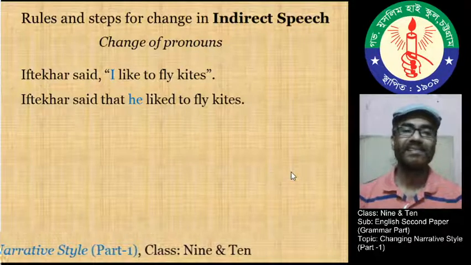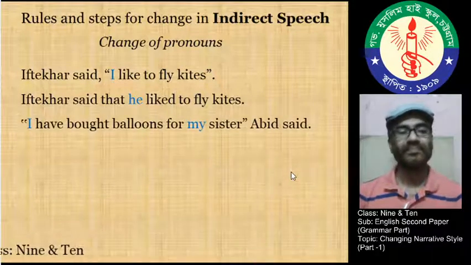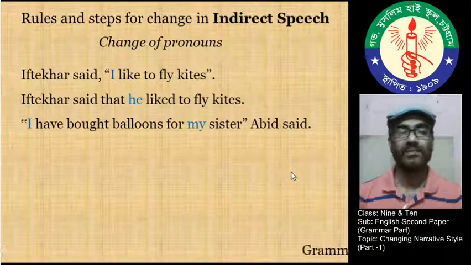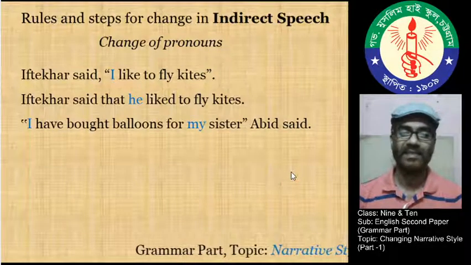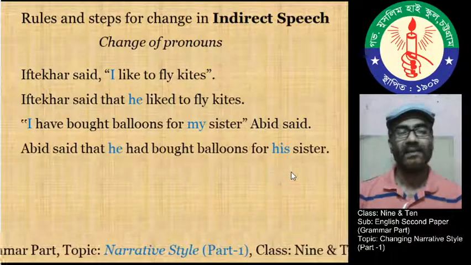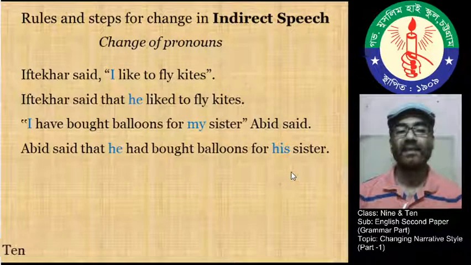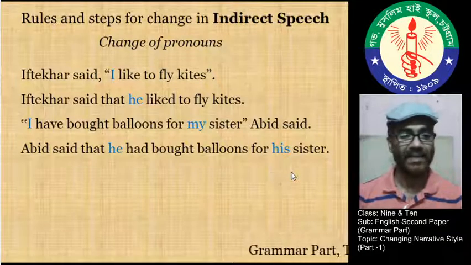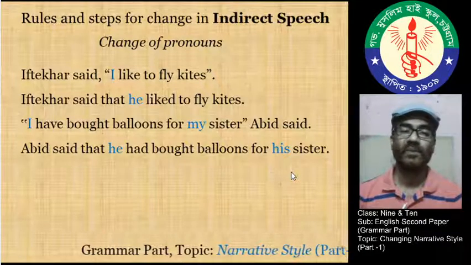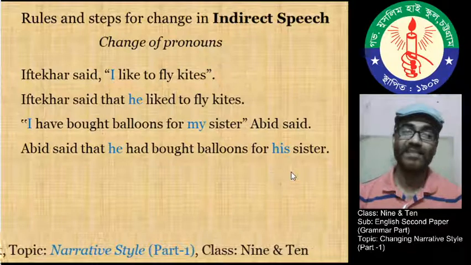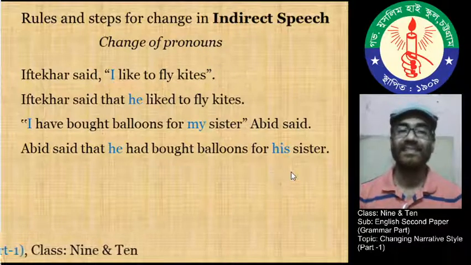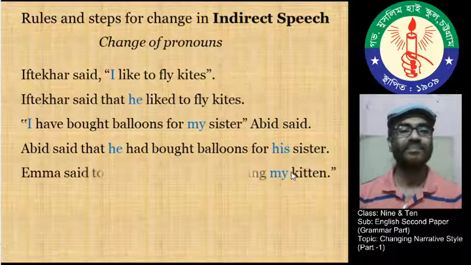We'll discuss it later. Okay, "I have bought balloons for my sister," Abid said. Abid said that he had bought balloons for his sister. I became he. Have becomes had. My sister, his sister. Change of pronouns, remember.